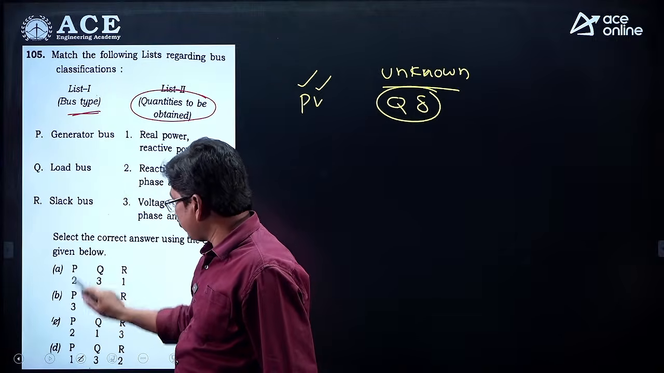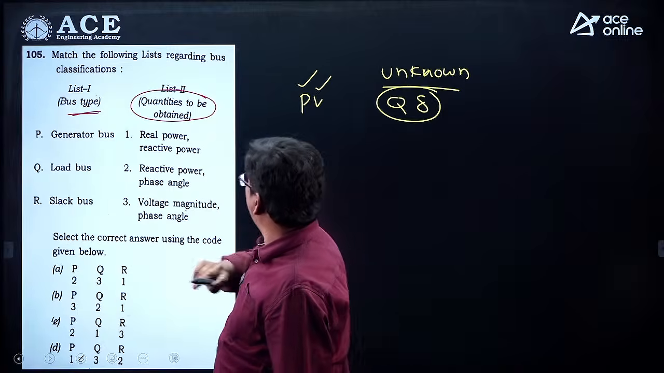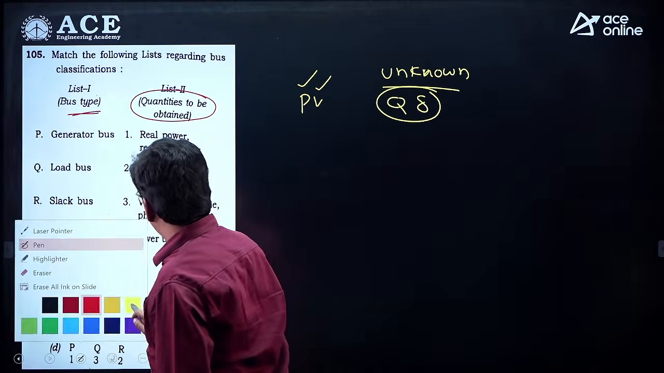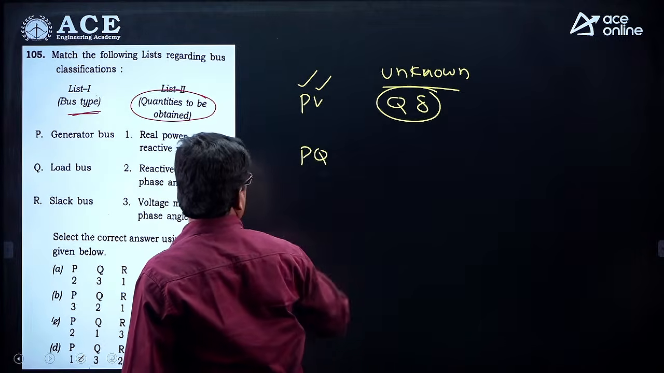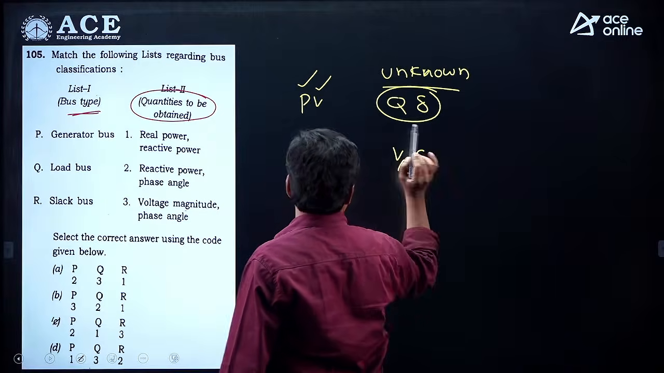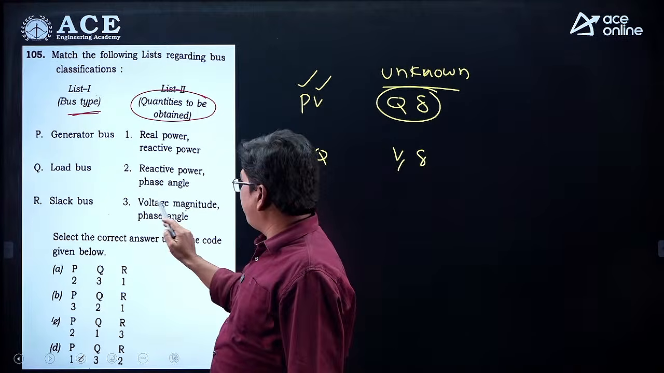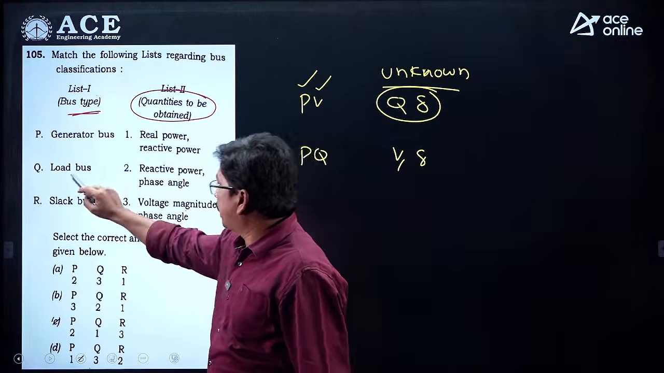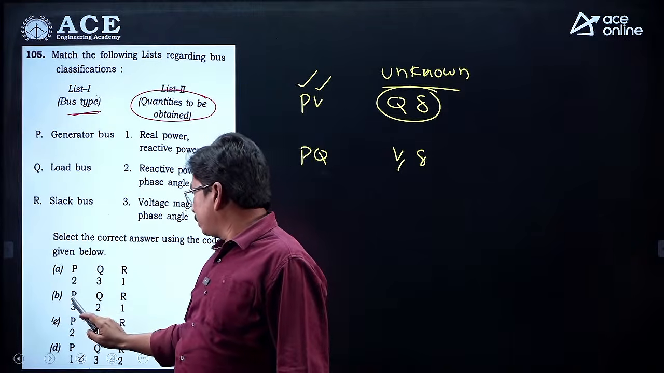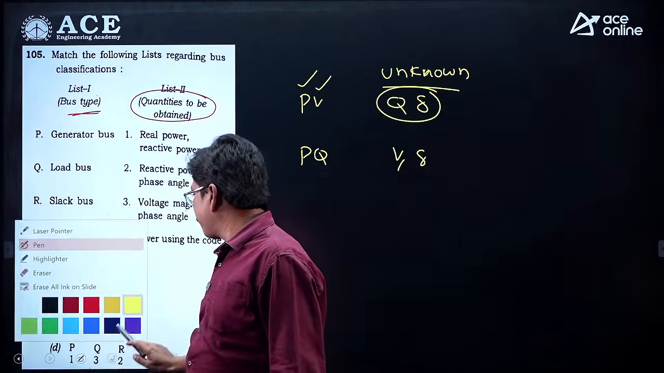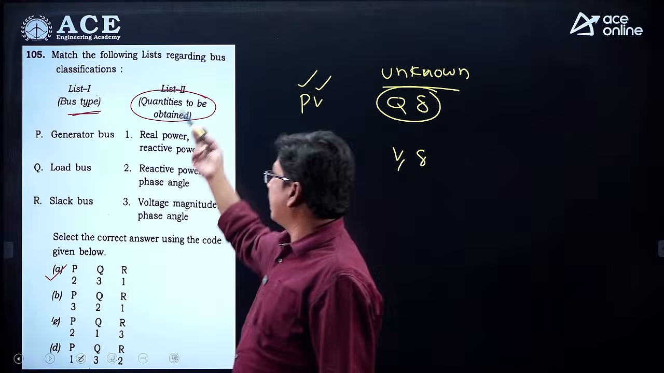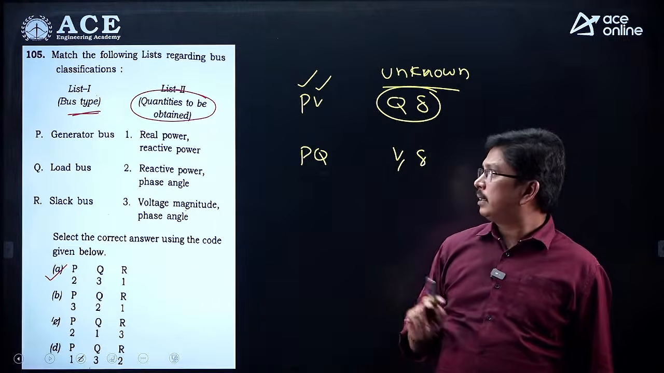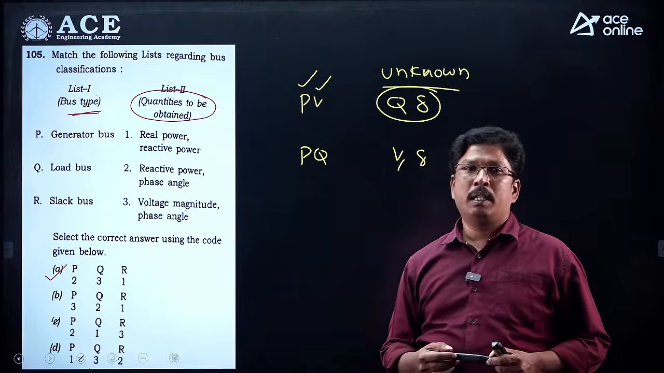We have 2 options. Load bus: for the load bus, which quantities are known? It is called a PQ bus. Which are unknown here? V and delta. So for the load bus, V and delta are unknown. So Q3, P2, Q3, option A will be the answer, right? P2, Q3, and the remaining will be R1. Right, students, these are the questions we have from power systems.